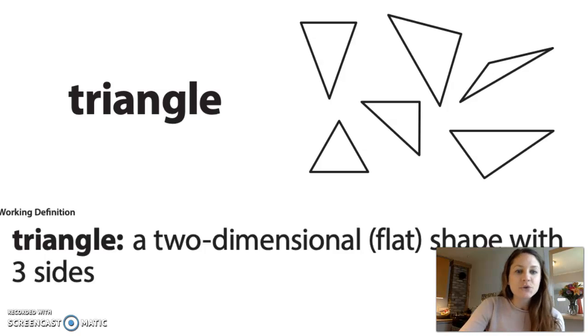So to begin, a triangle is a two-dimensional flat shape with three sides. So all of these are different kinds of triangles, but they are all triangles. They have three sides.